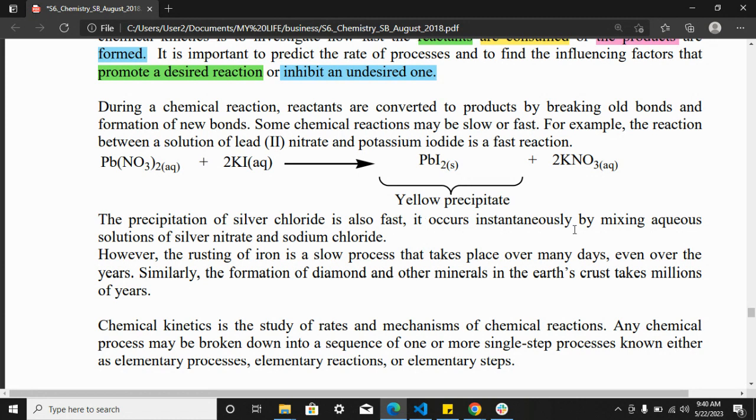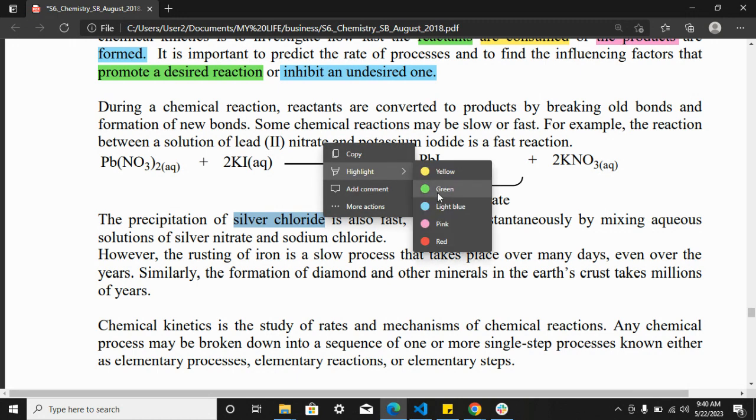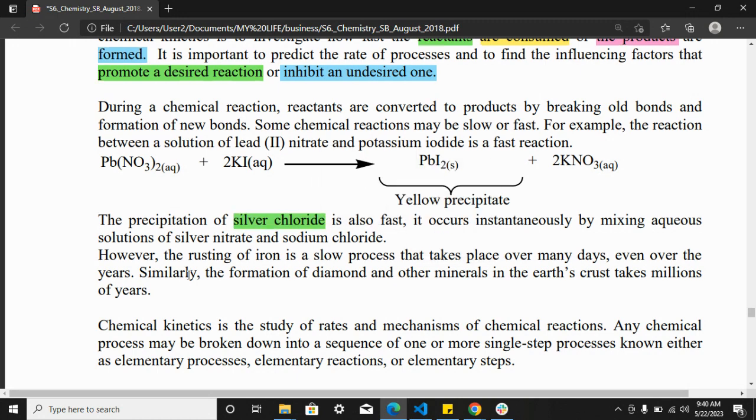It occurs instantaneously by mixing aqueous solutions of silver nitrate and sodium chloride, producing a silver chloride. Sodium chloride and silver nitrate also react even quickly, it is a fast reaction. However, rusting of iron, the way iron can form rust, or that type of corrosion on iron, can take a long time, even days, even over years.